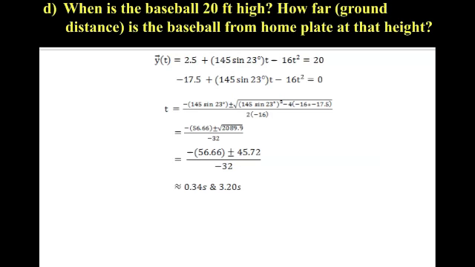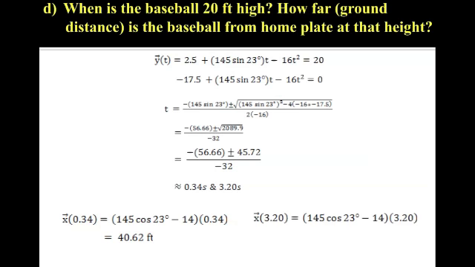And t will become 0.34 seconds and 3.2 seconds. So as mentioned above, there are two times when the ball reaches 20 feet high, so we have to use both times. We're going to use 0.34 first. So the x component would be (145 cos 23 minus 14) times 0.34, which would give us 40.62 feet. And secondly, we have the 3.2 seconds, which would give us 382.31 feet. So these two distances are how far the baseball is from home plate at 20 feet above the ground.